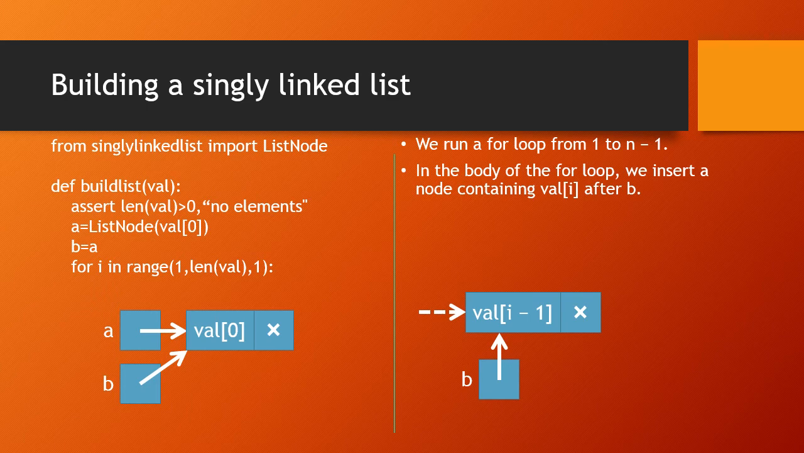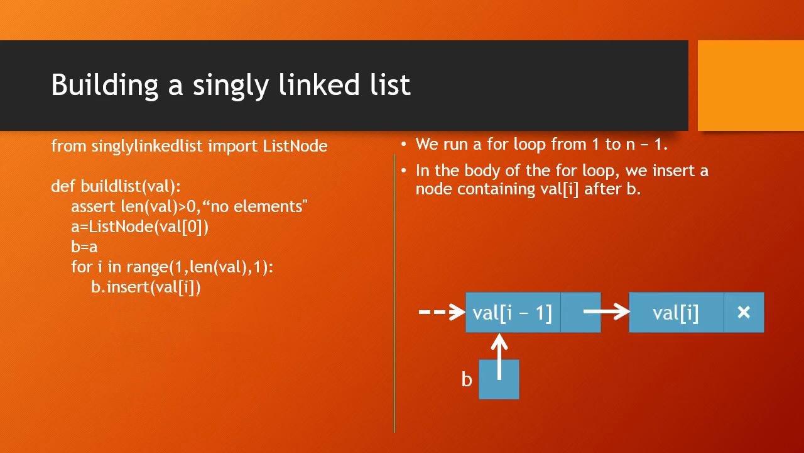In the body of the for loop, we insert a node containing val I after b. Currently, b is at val I minus 1. So we have to insert a node containing val I. How do we do that? We simply write b dot insert val I. This is the insert function of our class. It will insert a node containing val I after the node pointed to by b. We advance b to the node just created. How do you advance a pointer?